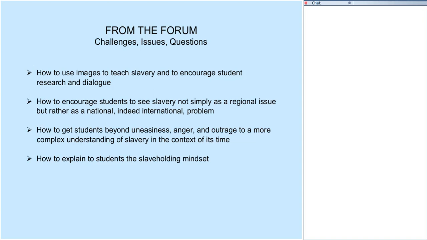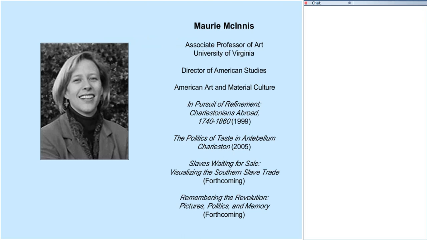Now, ladies and gentlemen, we are very pleased to have with us this evening Maurie McInnis. She's an associate professor of art at the University of Virginia, where she is also the director of American Studies. Her main area of research is American art and material culture. I've put a few of her publications up there for you, but the one that we are most interested in, and the one that undoubtedly she'll be drawing upon tonight, is the work she's doing on her forthcoming book, Slaves Waiting for Sale, Visualizing the Southern Slave Trade. So let me turn the seminar over to Maurie now. Maurie, it's all yours.